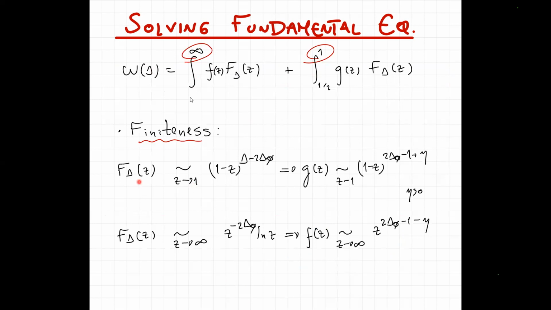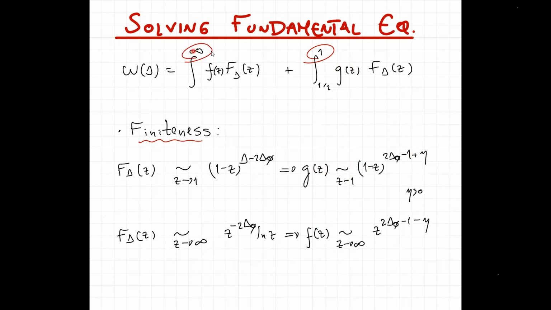So finiteness will depend on the structure of this F delta. So F delta, when z goes to 1, behaves like a power law, delta minus 2 delta phi. So you see that it will diverge more strongly, the smaller that delta is. So the worst case is when delta is equal to zero. And so we need to impose suitable restrictions on G. So we need to impose that G, when z goes to one, has to decay sufficiently fast.